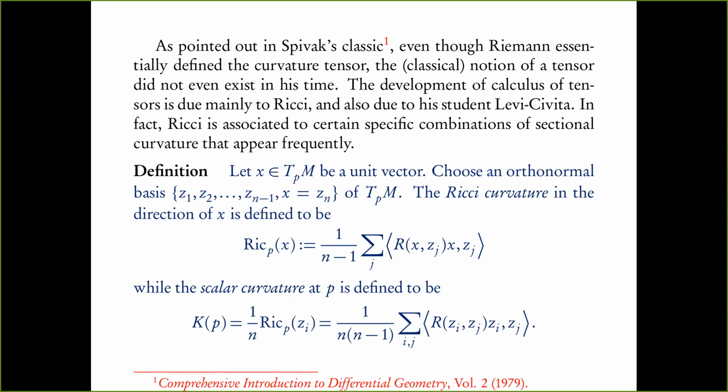So if I expand using the previous formula, which is here, what I get is 1 over n into 1 over n minus 1 into the sum of the sectional curvatures. But of course, there's a bit of overcounting here because R zi zj is equal to R zj zi. But nonetheless, these are the two definitions that we will be talking about exclusively today.